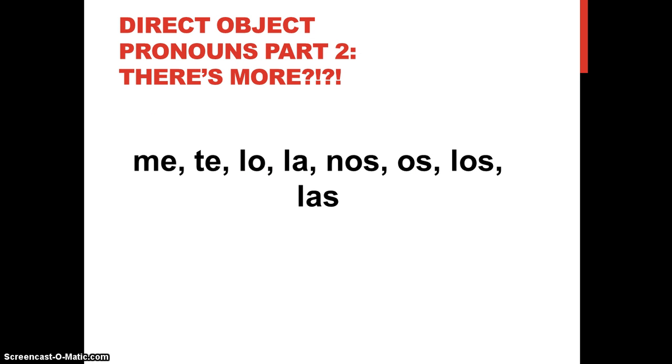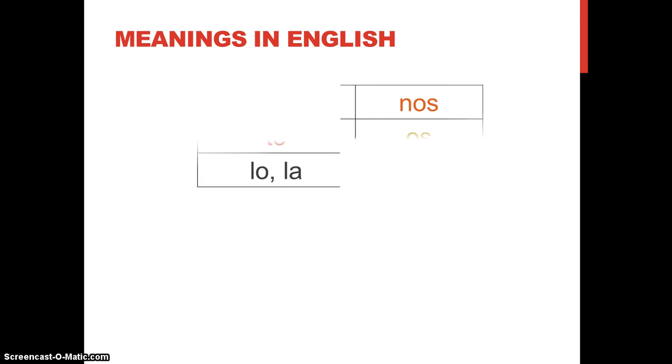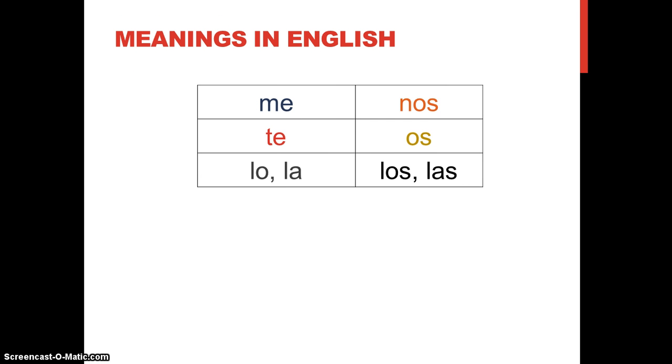All right, so now we're going to add just a little more to our direct object pronouns. We're going to expand that chart a little bit. We're first using lo, la, los, and las. And now we're going to add some more people. So I believe this is the chart on your left that you're going to fill out on your notes. Me, te, lo, la, nos, os, los, and las.